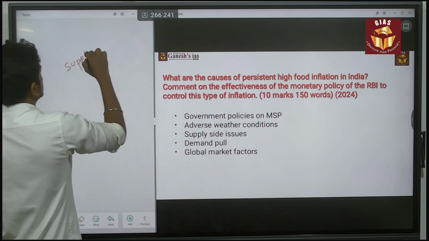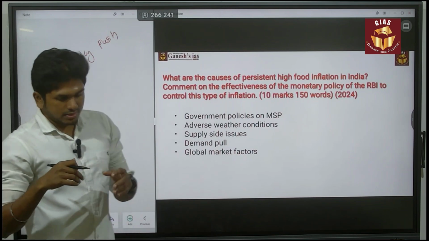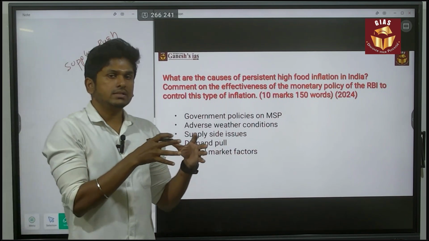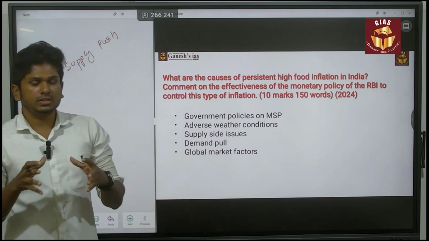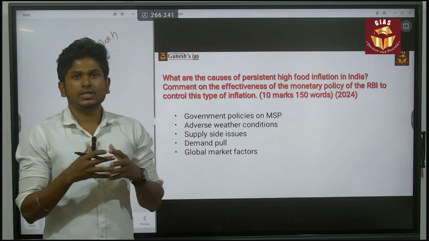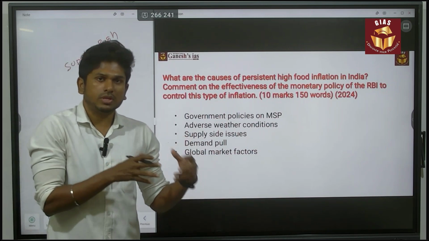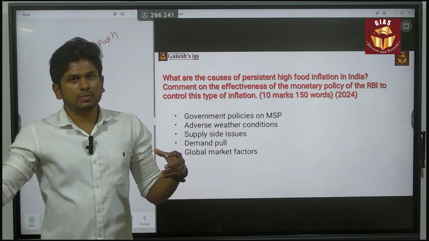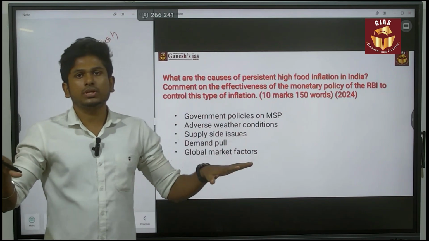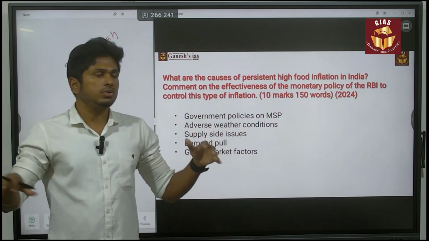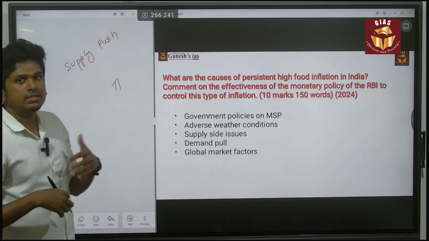When it comes to supply push, consider that there are 100 people and there is a need for 100 apples. But in that scenario there is an issue with the weather, and there is a flood or drought happening. In that scenario only 10 apples are produced. So there is a demand from 100 people but a supply of only 10 apples. That is called supply push inflation. In that scenario, inflation will happen and the apple price will increase drastically.